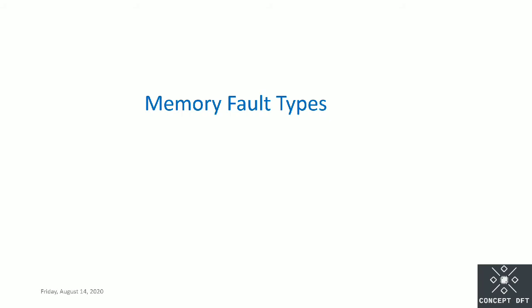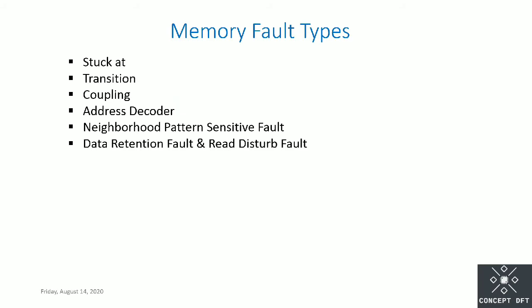So our today's topic is types of memory faults. In this topic, we will discuss faults in RAMs and other memories. Memory fault types are stuck-at, transition, coupling, address decoder, neighborhood pattern sensitive fault, and data retention and register fault. We will see each fault in detail.